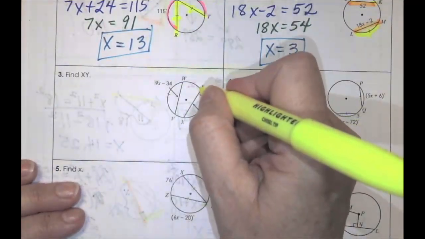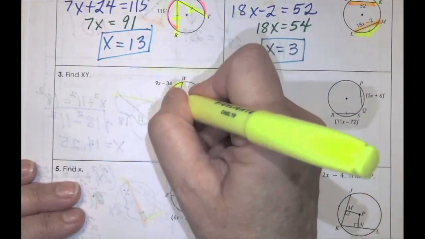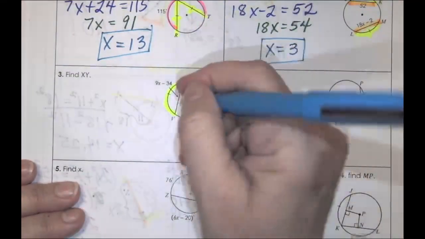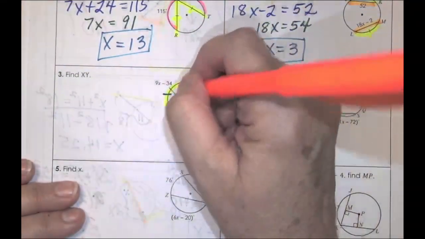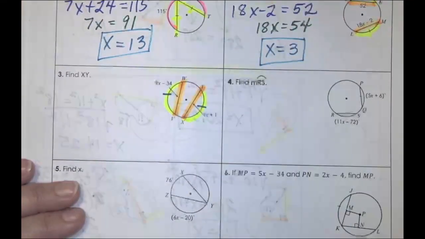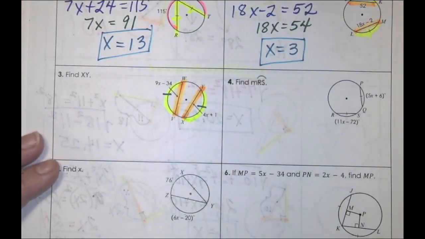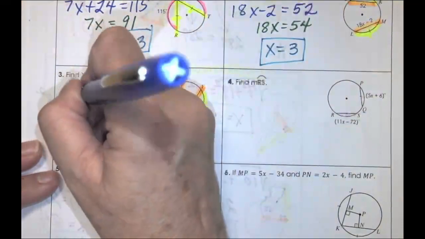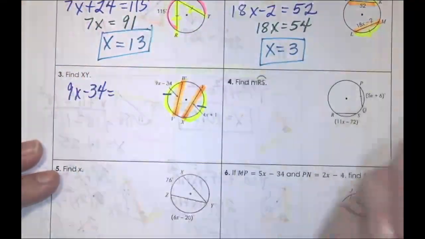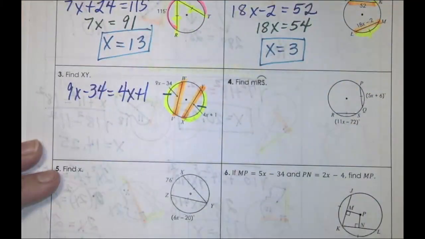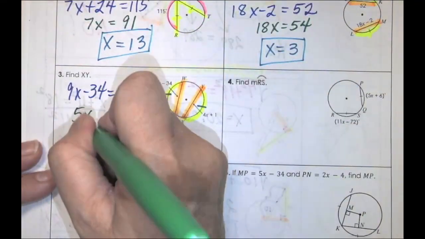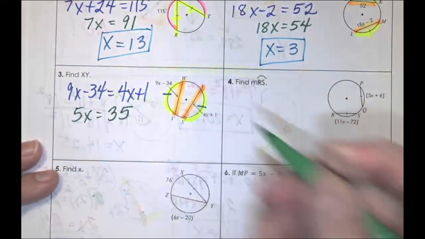We know the arcs are congruent because of these little marks here. Therefore, we know that the chords are congruent, the chords that make those arcs. So we're going to set them equal to each other. I'm going to say 9x minus 34 equals 4x plus 1. I'm going to subtract the 4, add the 34, and x is 7.